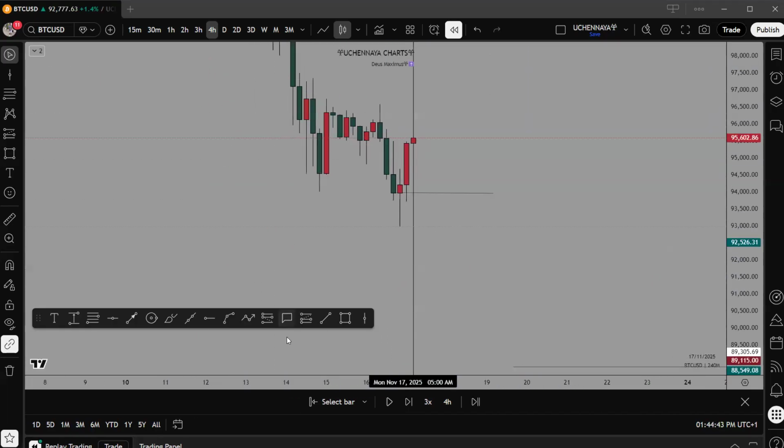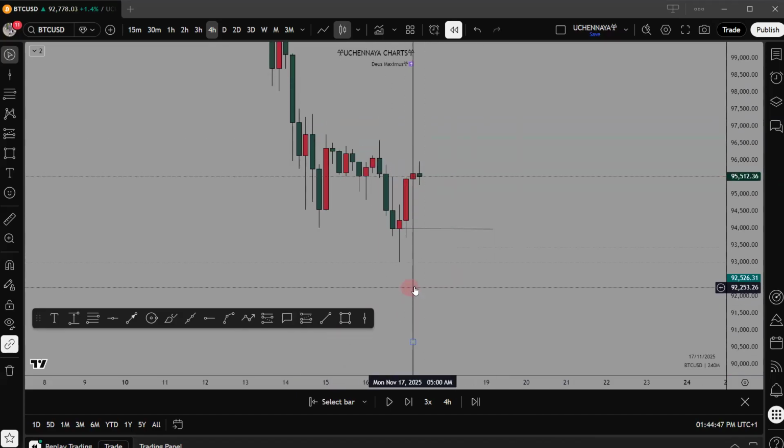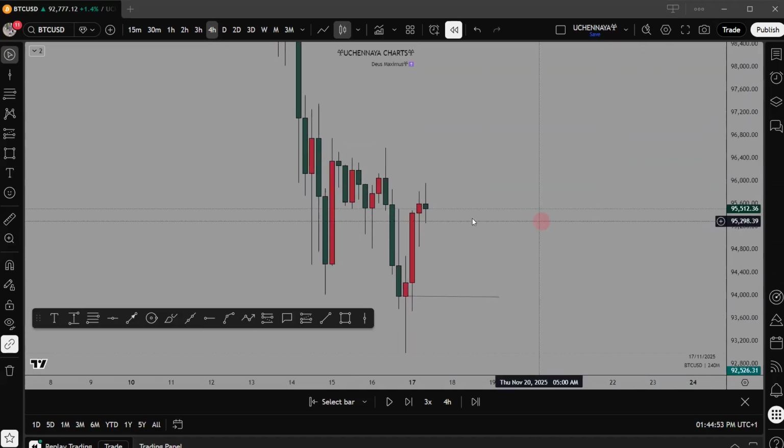Now you are in H4. You have your first entry. This is where you are looking for your shift, but you have your first entry already. Your entry type 2. You have your entry type 2.